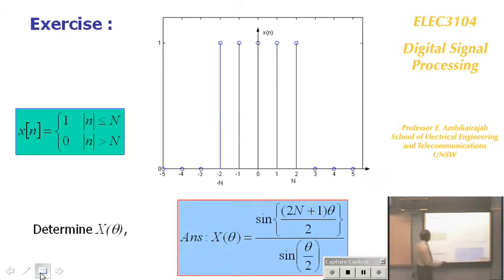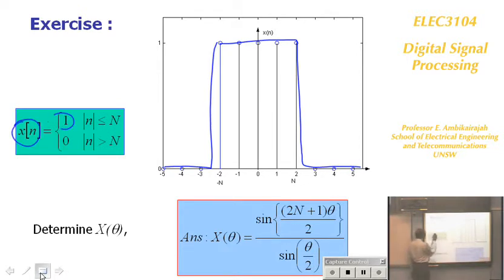Let's take another exercise. Here is a rectangular window you have. You can see that? A rectangular window. It's symmetrical. So x[n] is equal to 1 when modulus n is less than or equal to N, that means N is 2 in this case, and 0 outside the range.